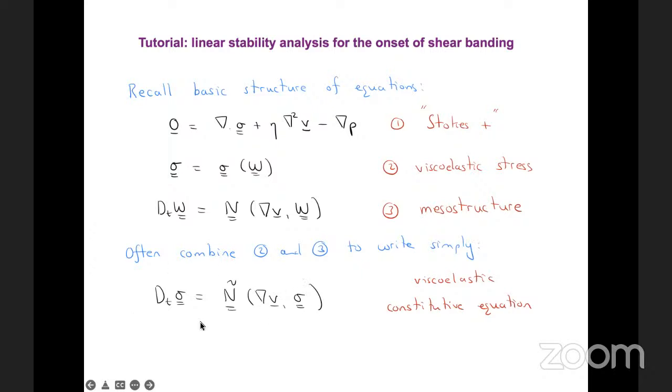So in the spirit of a simple phenomenological equation, I'm going to take that shortcut and not worry about the mesostructural variables, and just write down an equation of motion for the viscoelastic stress. So in other words, we're going to have the Stokes plus equation, as I've called it, this Stokes equation with the additional stress, and then an equation of motion for the stress.